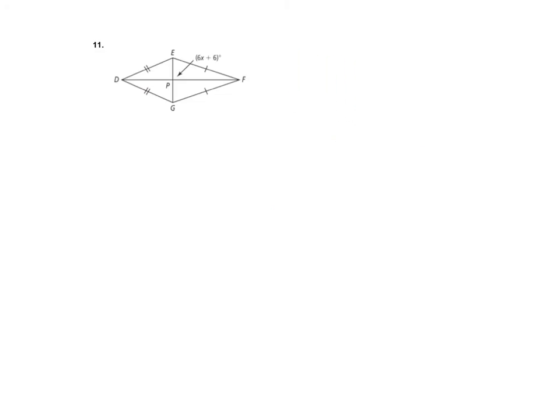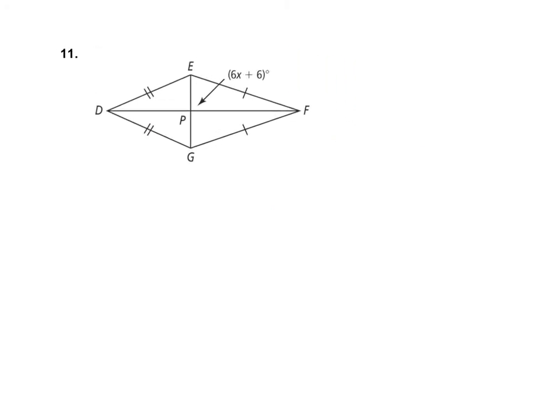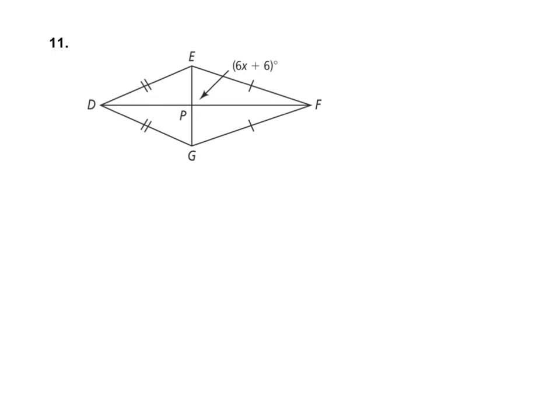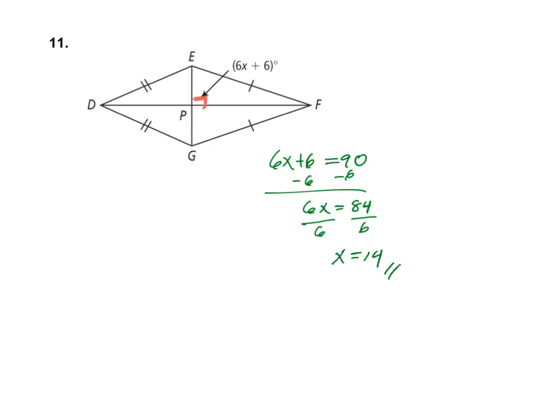The next one, right? I have the angle formed by the diagonals, right? To be a kite, the diagonals have to be perpendicular. That means that 6x plus 6 has to equal 90 minus 6. 6x equals 84. I'm going to divide by 6. So x equals 14. And that's it for this lesson.